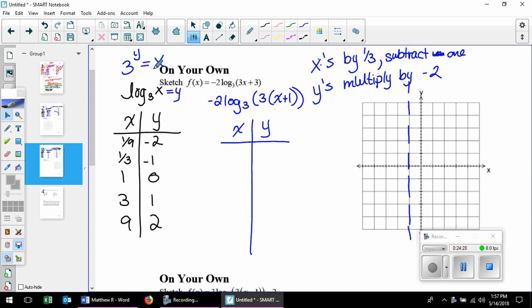Okay, let's do the y's because they're really easy. +4, +2, 0, -2, -4. Because all I was doing to the y's was times them by -2. My x's are going to be a little bit ickier. That's a technical term, ickier. So we times the x's by 1/3, so that's going to be 1/27. And then I'm going to subtract 1.